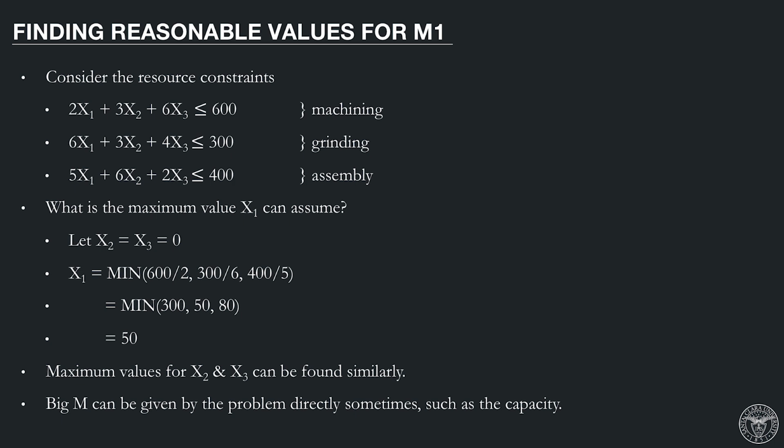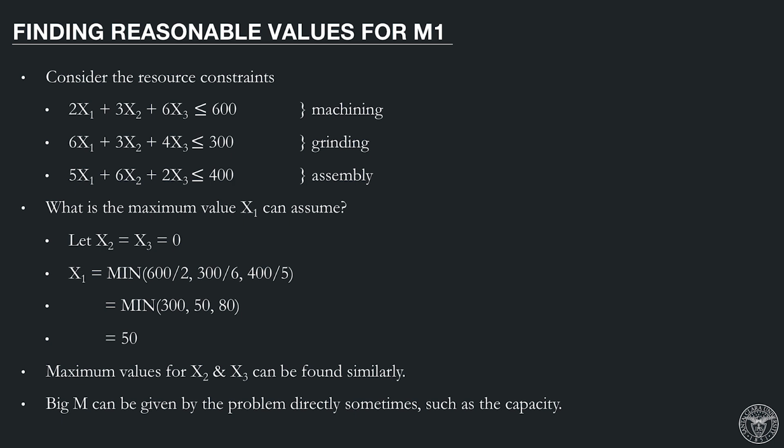Again, coming back to the three constraints for the machining department, grinding department, and assembly department, we try to utilize these three constraints to find the upper bound for the mi. For example, for m1, we are going to set x3 and x2 equal to 0. So coming back to the machining department, if x2 and x3 equal 0, the highest value for x1 will be equal to 600 over 2. So we get 300 as the upper bound for x1.